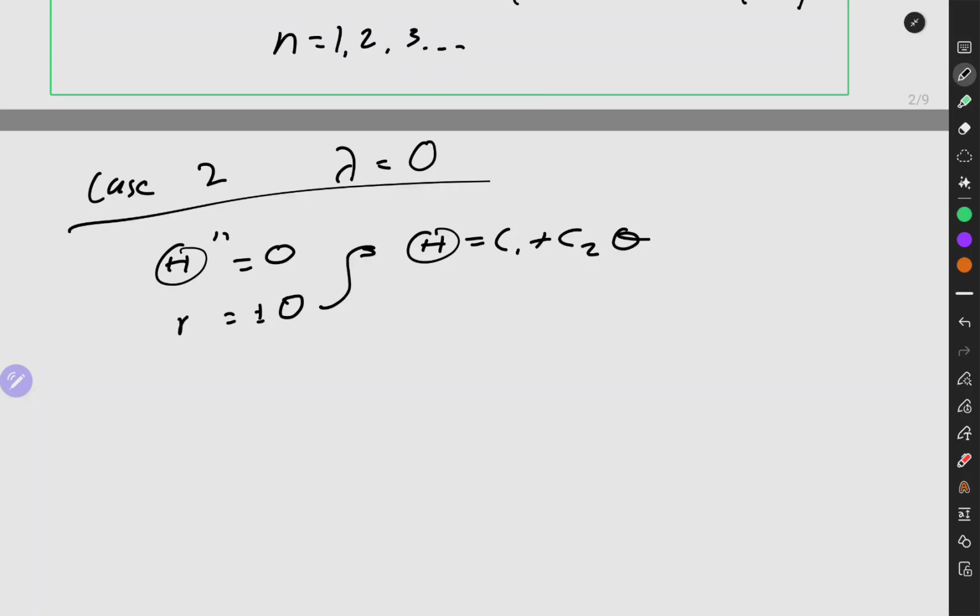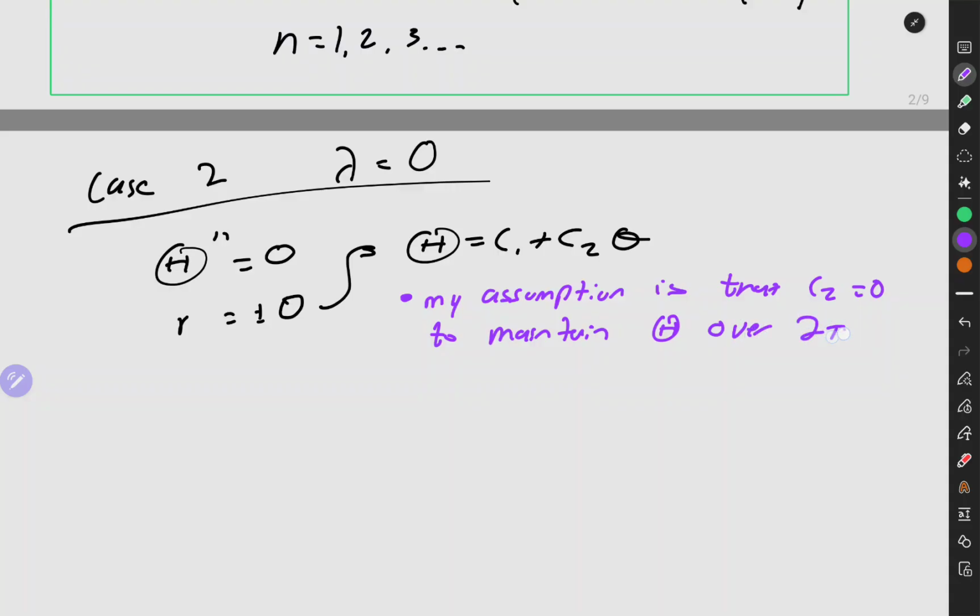Looking at this, we know that theta has to be constant. If it's at one location, it needs to be the same when it makes a full revolution. It cannot change. It needs to be a constant. So in order for that to happen, my assumption is that C2 has to equal 0 to maintain periodicity over 2 pi.